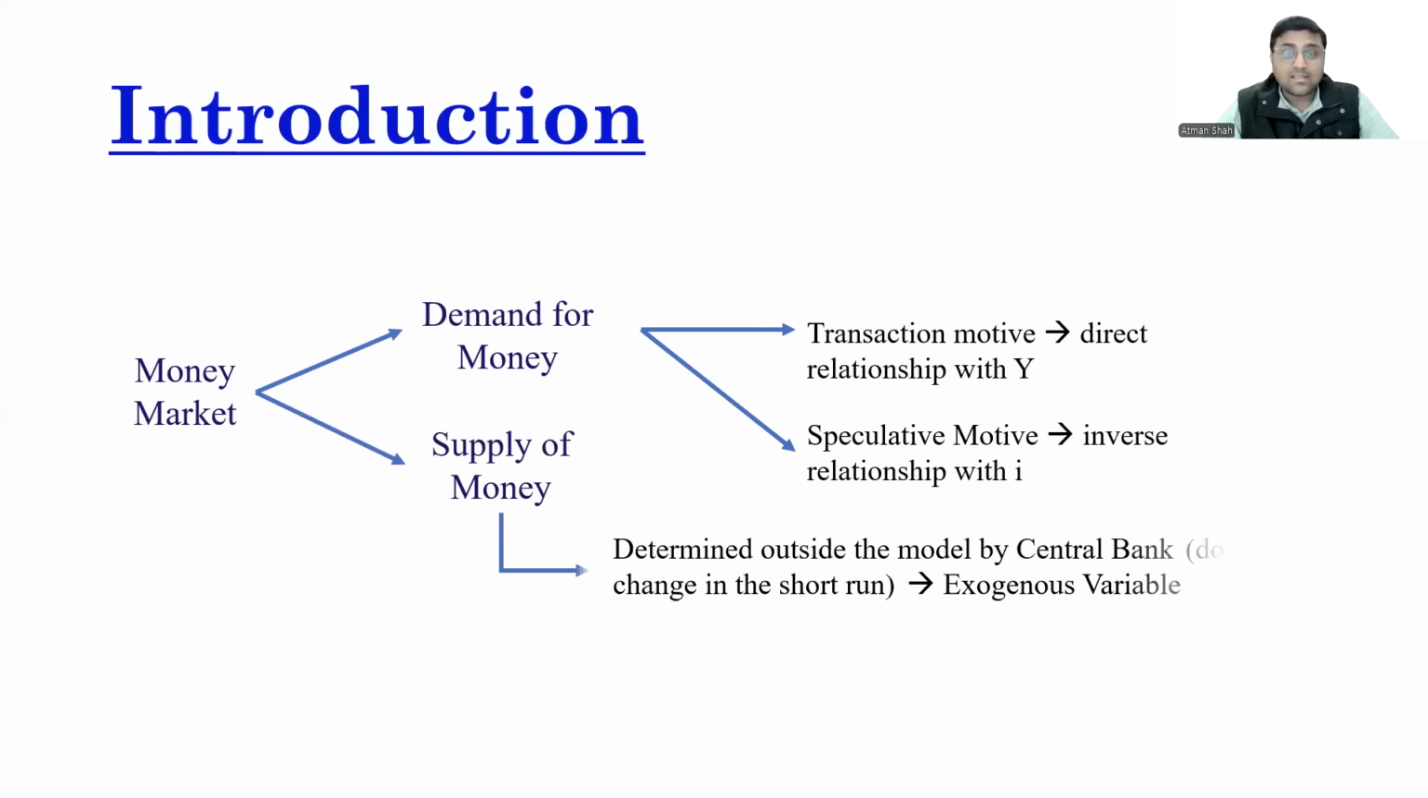Supply of money is determined outside the model and therefore it is known as exogenous variable. So here supply of money is exogenous variable. That means it is not determined by the model and it is fixed by central bank. So this is the mechanism of money market.